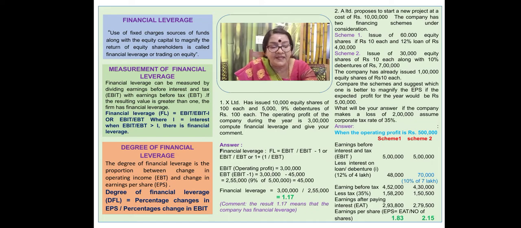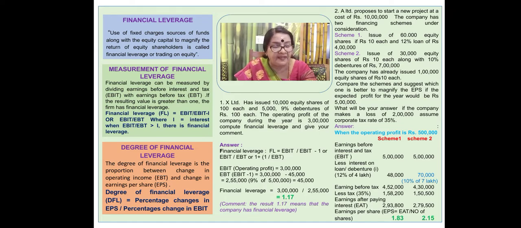Okay, this earnings after interest and tax is calculated to find out the EPS. In the problem it is given, compare the schemes and suggest which one is better to magnify the EPS. So we have to find out which scheme is giving more earning per share. So we have found out EAT. Understood? So this EAT will be divided by the number of equity shares. EPS equals EAT divided by number of shares. In the first scheme we can see 60,000 equity shares of rupees 10 each, so the amount of equity shares is 6 lakh. In the second case 30,000 equity shares of rupees 10 each, that is 3 lakh.